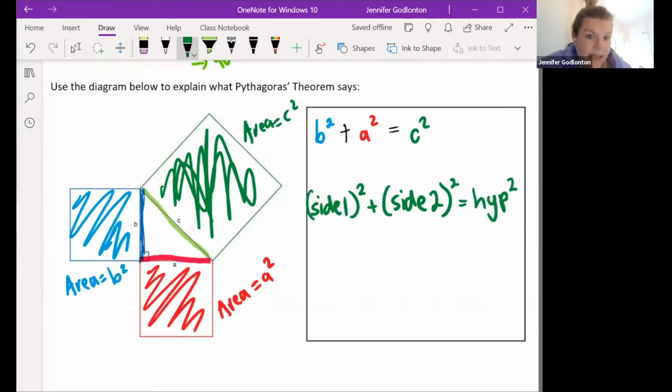Exactly, Marcus, it's exactly the same thing. So your one side squared plus your other side squared is equal to your hypotenuse squared. That's exactly what we're seeing here. We're seeing B squared plus A squared is equal to C squared.